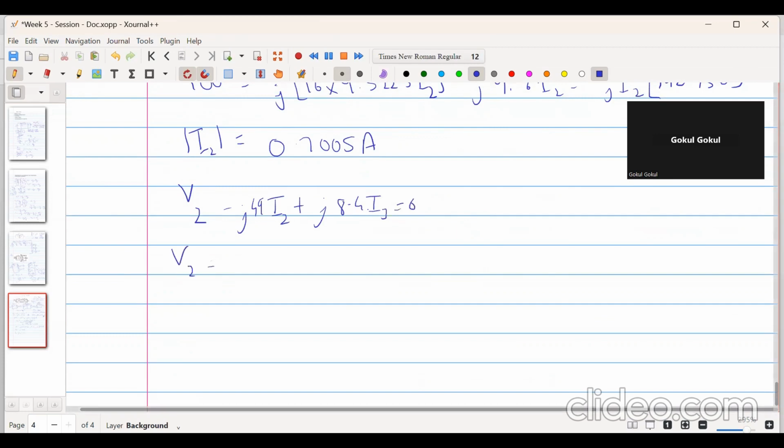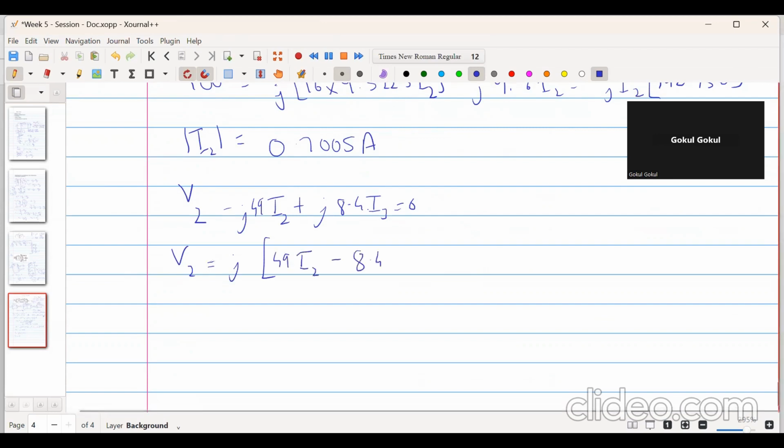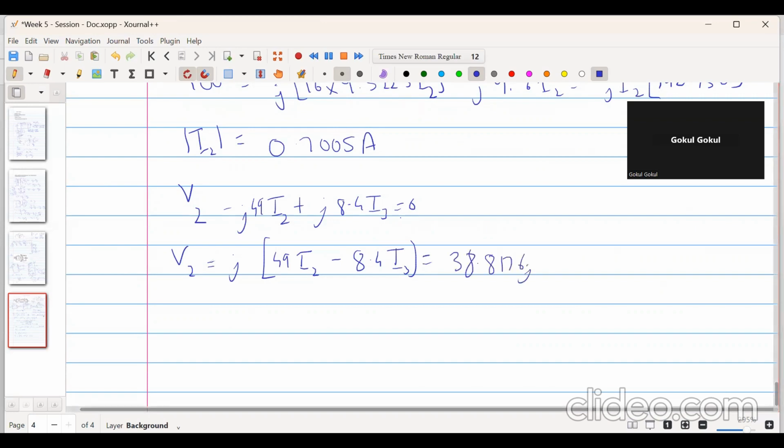So V2 is equal to j into 49 I2 minus 8.4 into I3. We know the value of I3 to be minus 0.5349 into minus 8.4, plus 49 into I2, that is 0.7005. Once we do the calculations, we get V2 to be equal to 38.8176 j. We neglect j. So the RMS value of V2 is 38.8176 volt.